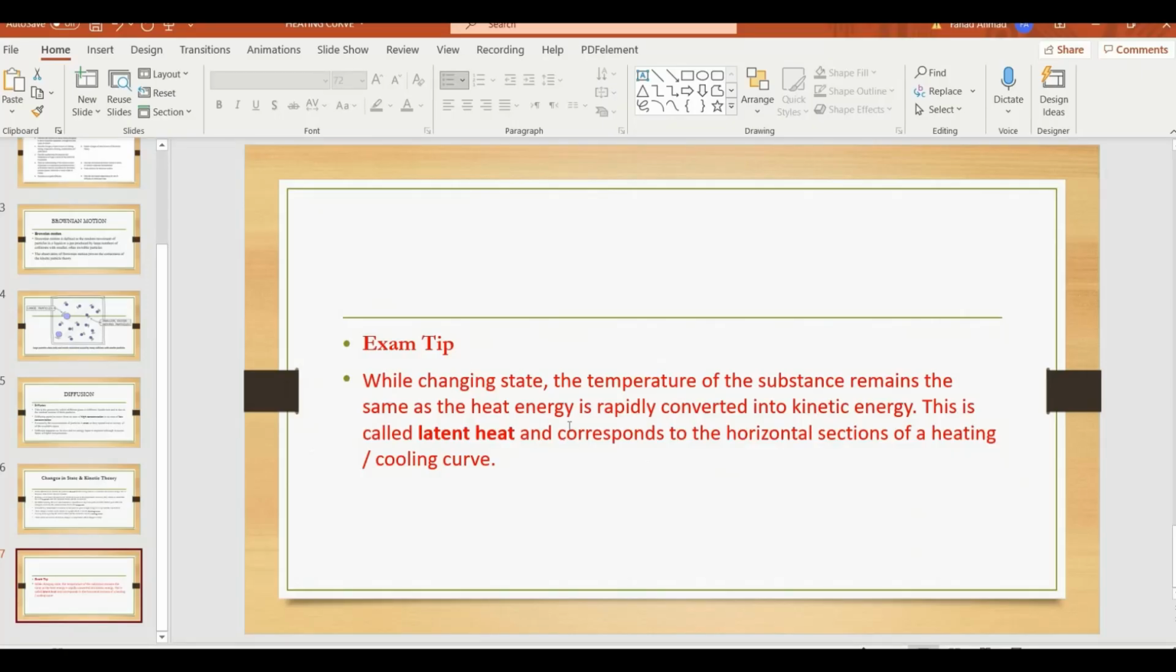What happens while changing the state? The temperature of the substance remains the same. Why does it remain the same? As heat energy is converted into potential energy to overcome the forces between particles. This is called latent heat and corresponds to the horizontal sections of a heating or cooling curve. So now we are done with the heating curve.